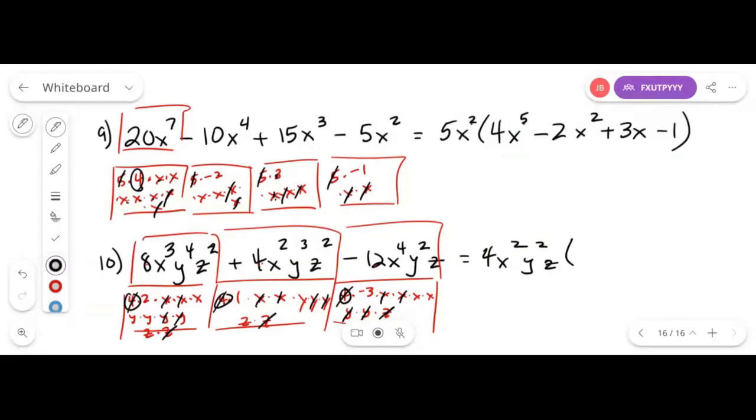I'm left with 2x y squared z, plus the 1, which I don't have to write, but I can if I want to, y z, minus 3x squared, and that's it.